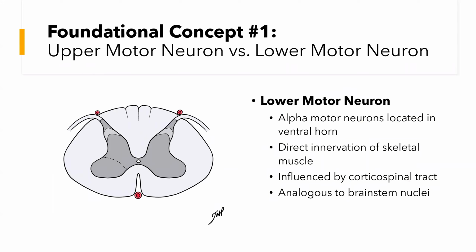Okay, so lower motor neurons then are located in the ventral horn of the spinal cord, and these are generally housed by alpha motor neurons that directly innervate skeletal muscle, and they're influenced by that corticospinal tract I was just talking about.